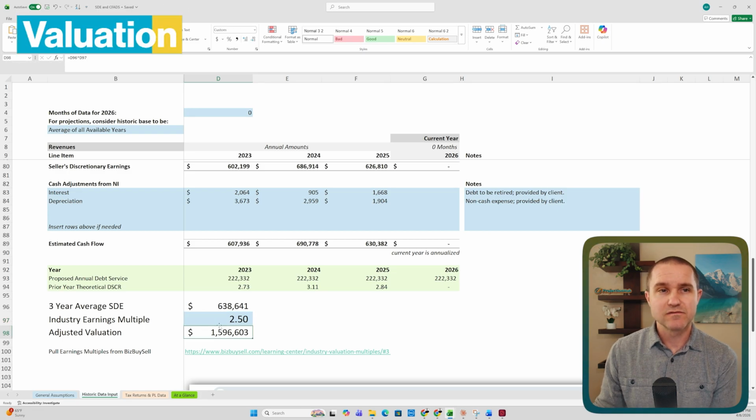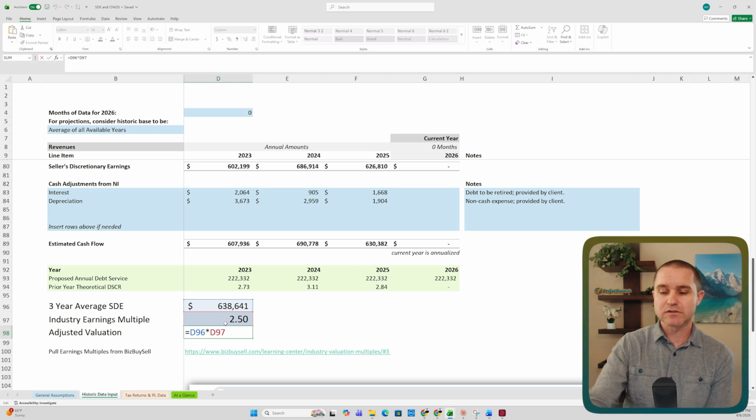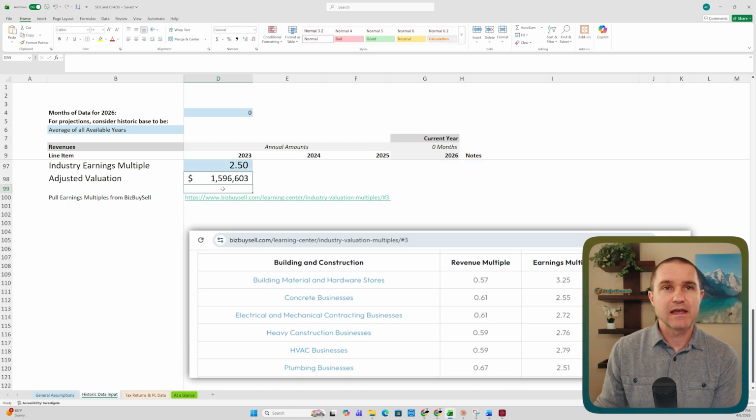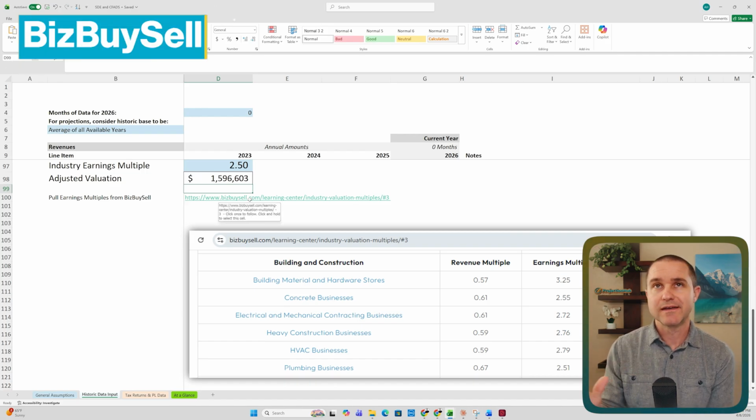And that gives you your valuation. So the 3-year average SDE times the industry multiple gives you a valuation. Now, where do you find a reasonable valuation? So I usually go to BizBuySell, just at a simple high level.